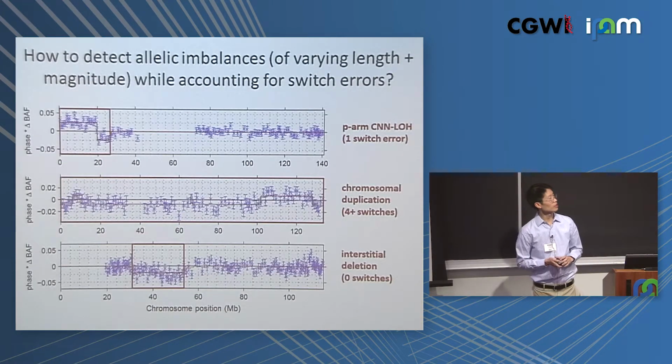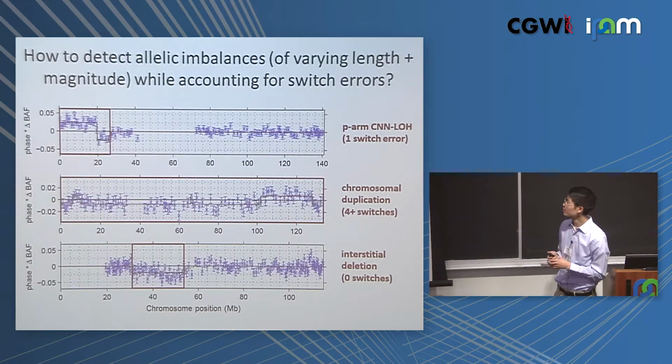And so let me see, how much time do I have? Maybe about 10 to 15 minutes.